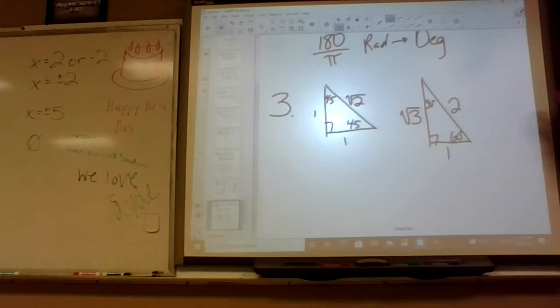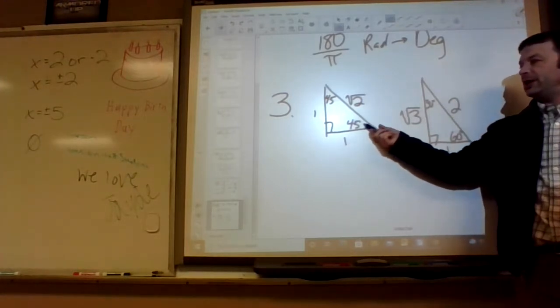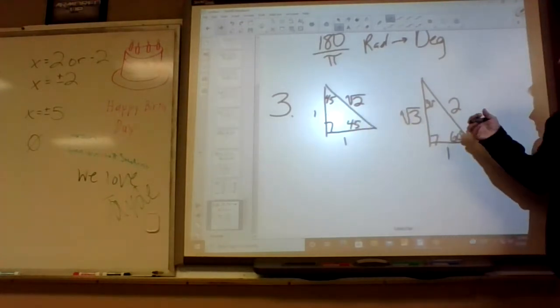Just the sides or the angles? I will give you that it's a 45, 45, 90, and then you label the sides.